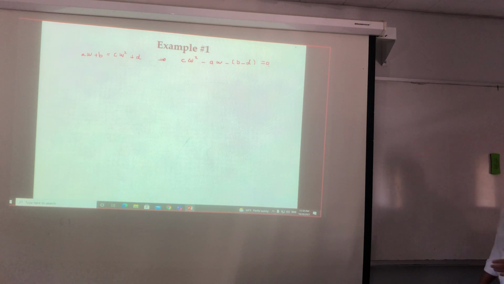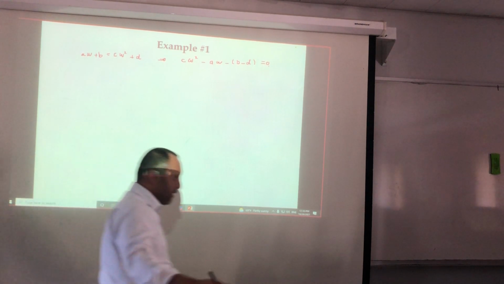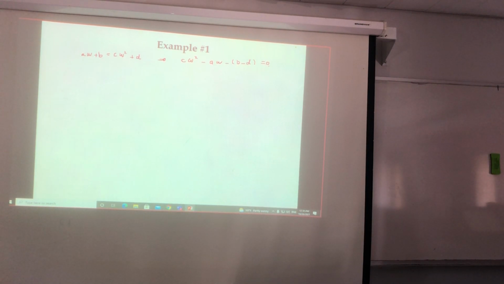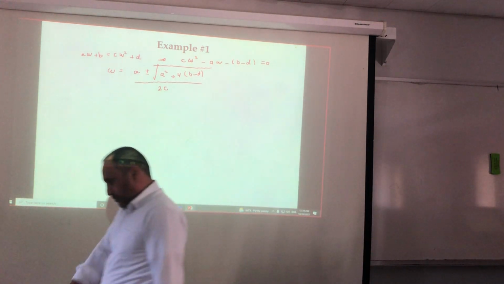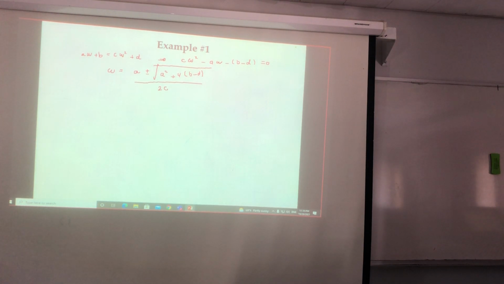We have a closed form for that. Do you remember, for A s squared plus B s plus C, the closed form is minus B plus or minus the square root of B squared minus 4AC, over 2A. So if I solve this one, omega will equal A plus or minus the square root of A squared plus 4C times (B minus D), over 2C.